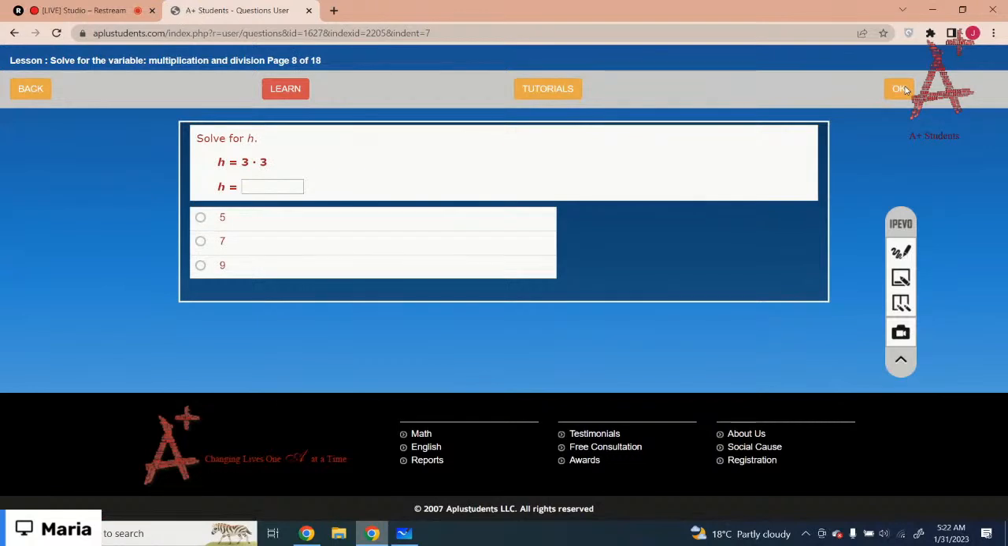Okay, h equals 3 times 3. So see, 3 times 3 equals, they are already on the same side, so you just have to multiply them. So 3 times 3 makes 9.